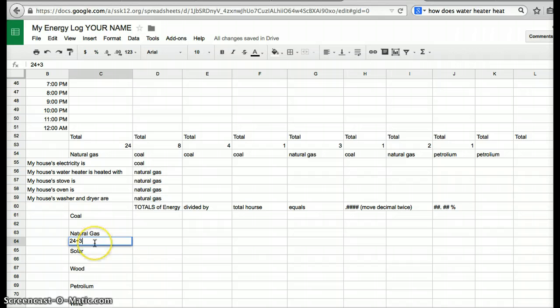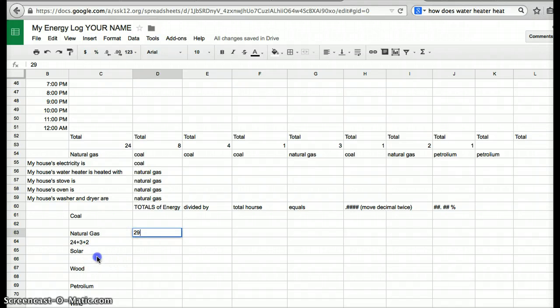So I'm going to say natural gas plus 2. All right, and for my example, I didn't use natural gas again. So I'm going to say 24 plus 3. 24 plus 3 is 29. So my total amount of hours for natural gas is 29 hours.